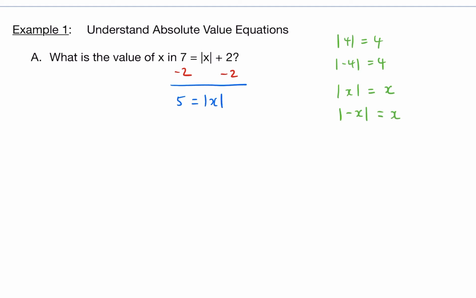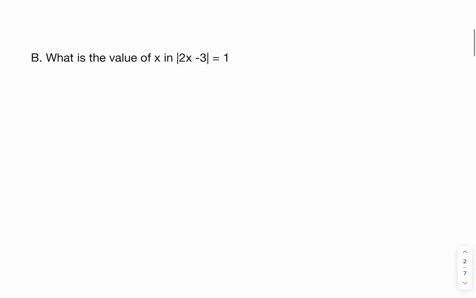Given what I just shared with you regarding the absolute value sign, this tells me that x is going to equal 5, or x can also equal negative 5. So when we're talking about an absolute value equation in this example, you're going to have two answers. Let's move on to another example.